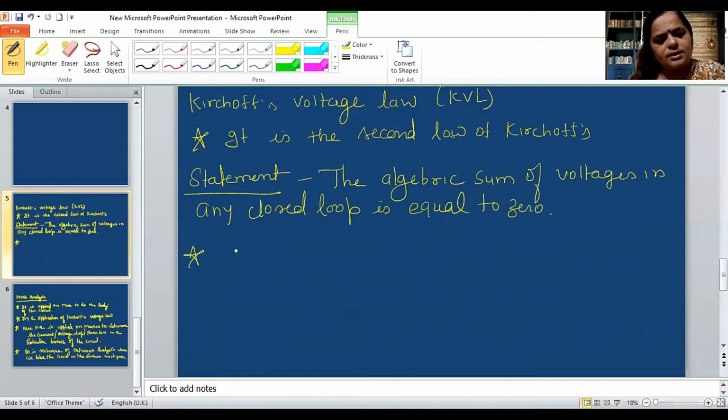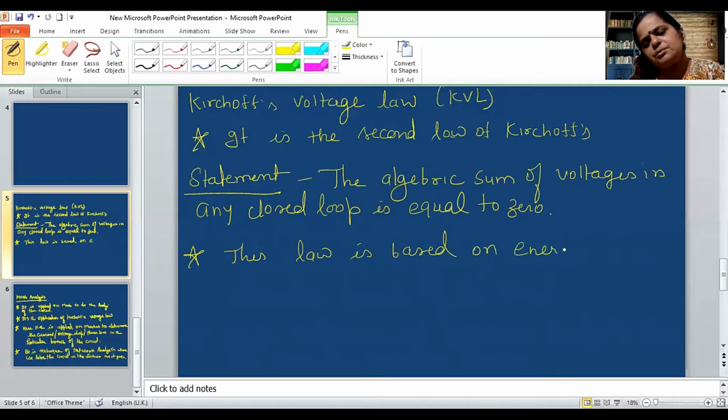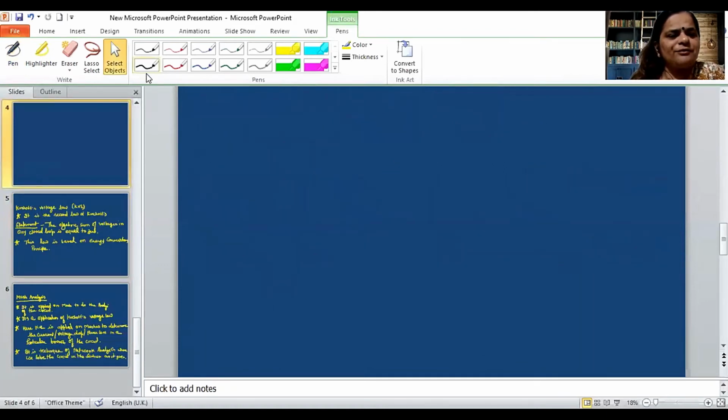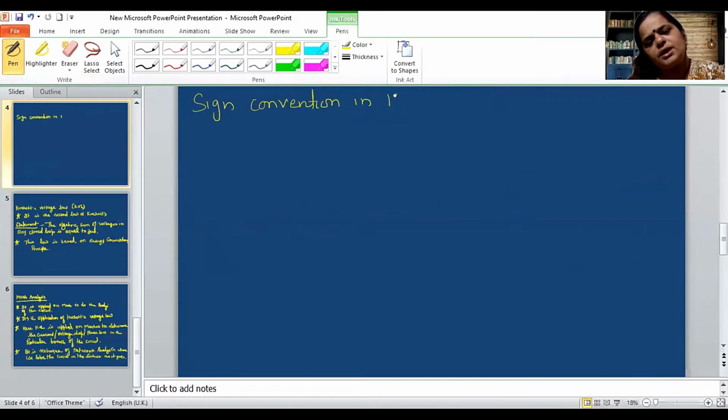Means this law is based on the energy conservation principle. Energy conservation. Now, there are a few standard sign conventions in Kirchhoff's voltage law. Sign convention in Kirchhoff's voltage law.